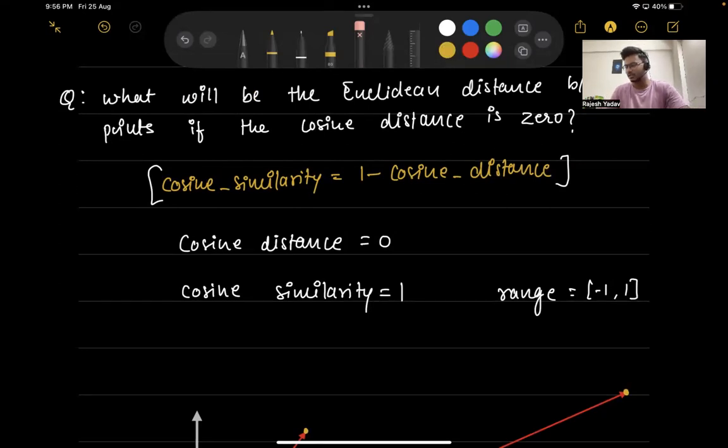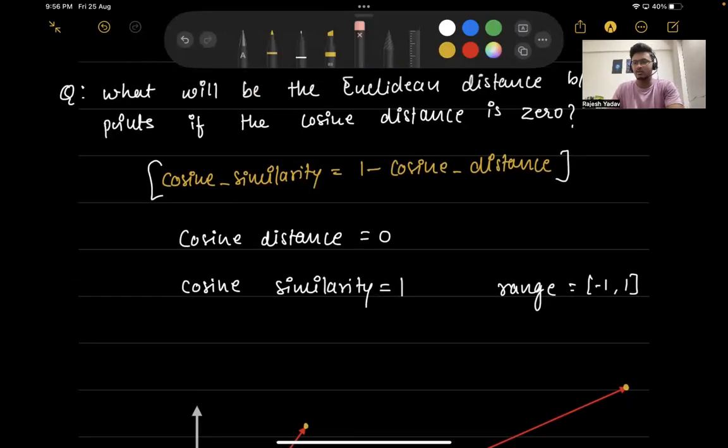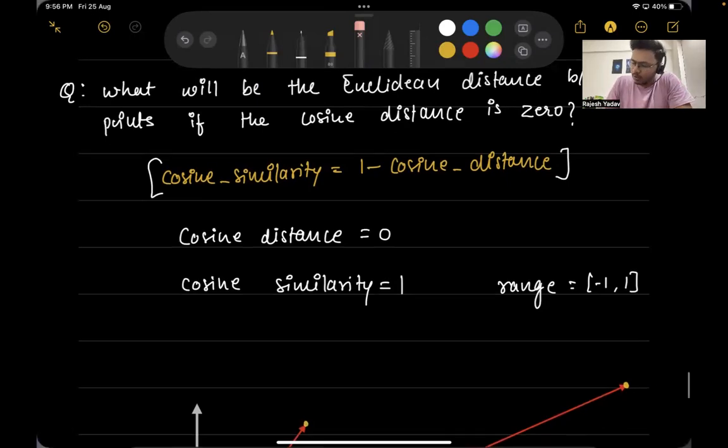So, before discussing the distances, I'd like to discuss the cosine similarity and how it is related to the cosine distance. So, the formula for the cosine similarity is here, and as we can see, the cosine similarity is inversely proportional to the distance. If the distance is less, it means the similarity will be more.